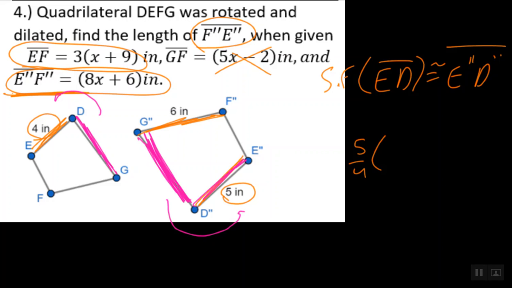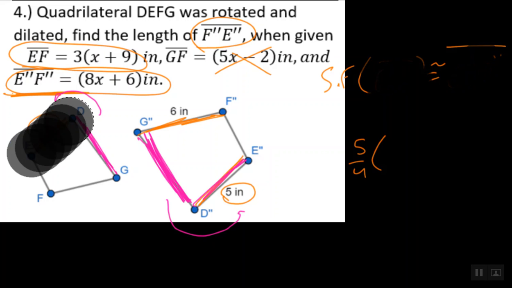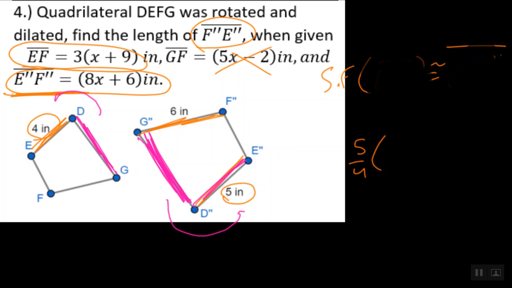Oh, I'm sorry. My apologies, one little switch here. Remember, we are searching for EF and E double prime F double prime. So my apologies, we got our scale factor from ED and E double prime D double prime, but we're multiplying that scale factor by EF and E double prime F double prime. Okay, sorry guys for the confusion.